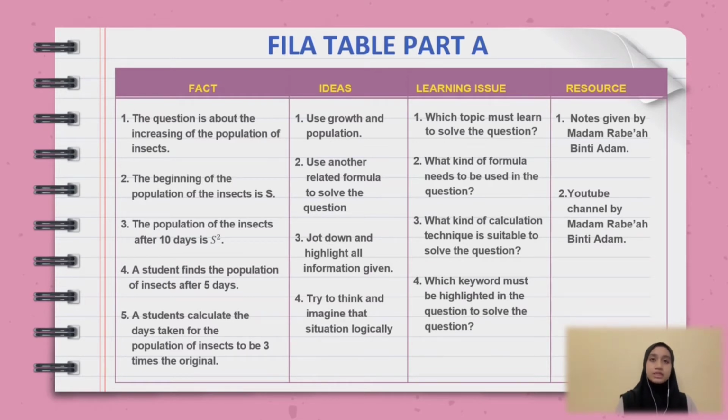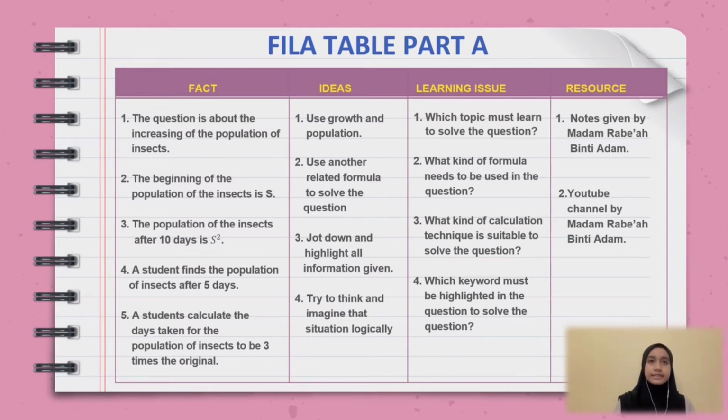Okay, so now I want to explain about the filler table for part A, which is question number 6. For the facts, first, the question is about the increasing of the population of insects. Second, the beginning population of the insects is S. Third, the population of the insects after 10 days is S squared. Fourth, a student finds the population of insects after 5 days. Fifth, a student calculates the days taken for the population of insects to be 3 times the original.